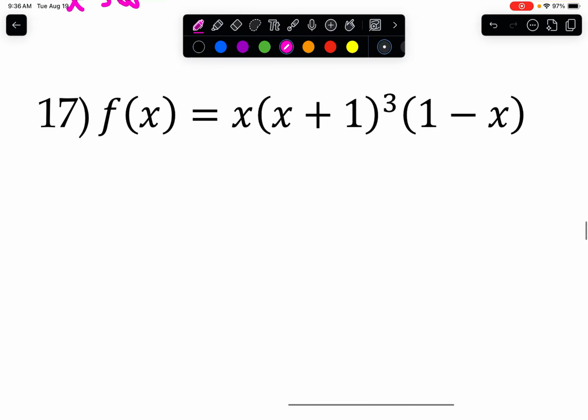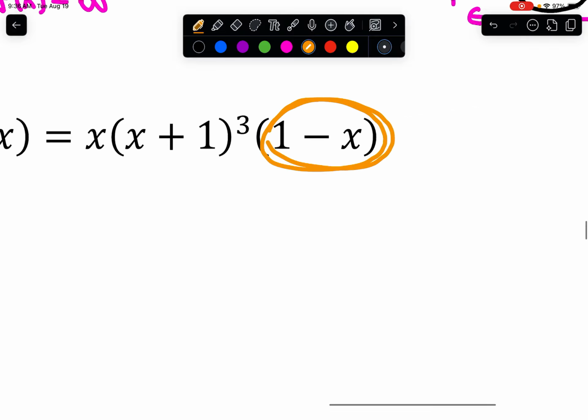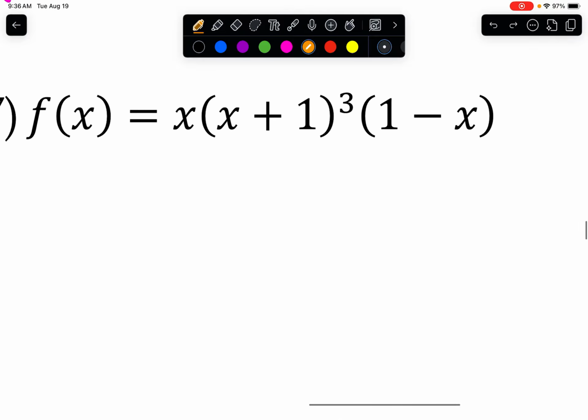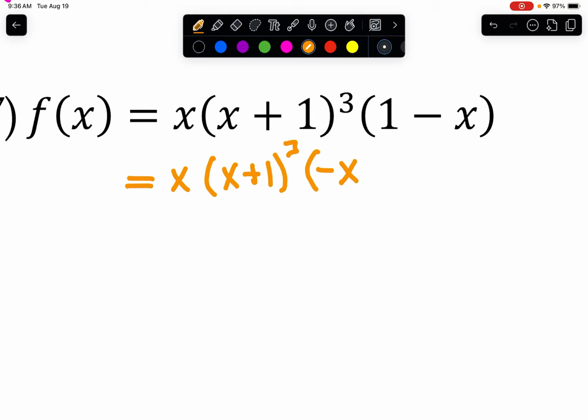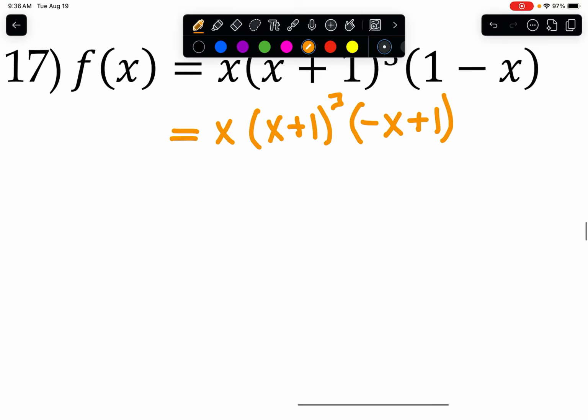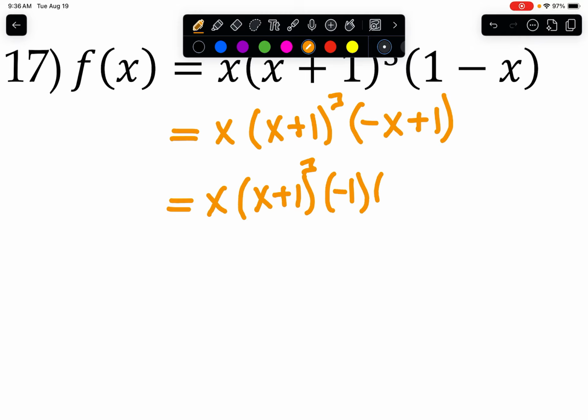Now looking at 17, we have another factored form here. However, we kind of threw a little curveball at you, and that's because of this last term right here. So before I even start this one, I'm actually going to rewrite. Meaning, I'm going to start with x parentheses x plus 1 cubed, but then I'm going to reorder the last one as negative x plus 1. Now when I get here, I will need to take out that negative. So I'm going to have x parentheses x plus 1 cubed, and then I'm going to take out a negative 1. And when I take out that negative 1 from this last term, that leaves us with x minus 1.